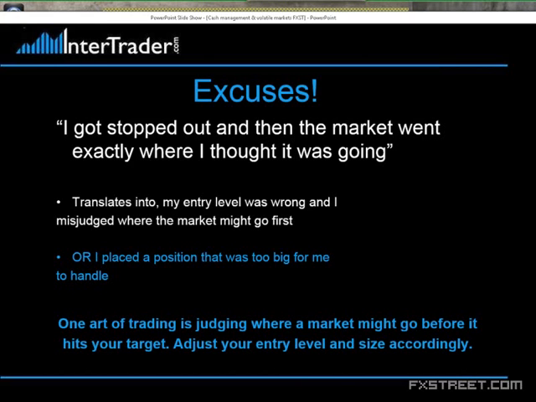We've all done that. Or placed a position that was too big for me to handle. I got frightened of being offside that amount of money, so I got out. Okay? That's the two reasons why people lose money in trading, as I said at the start of the presentation. So the art of trading is judging where the market might go beforehand, before it hits your target. So you've got to adjust your size accordingly. For me, it's all about using the right kind of size at the right kind of time.